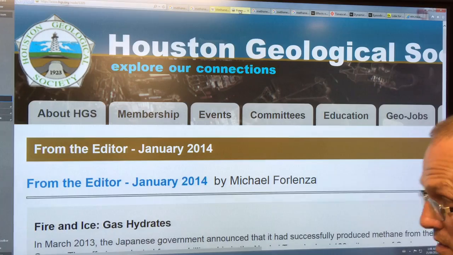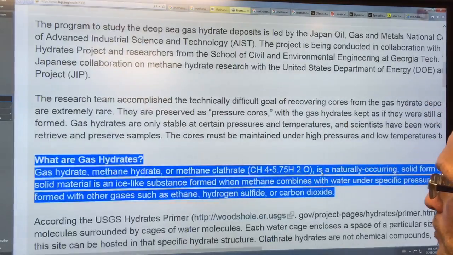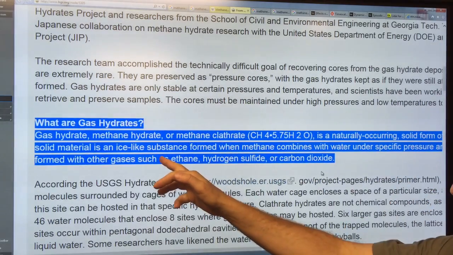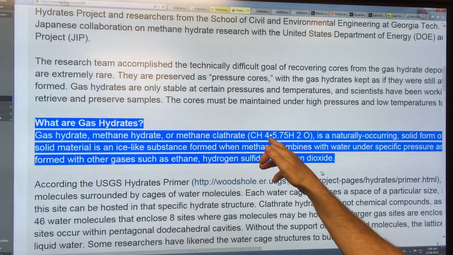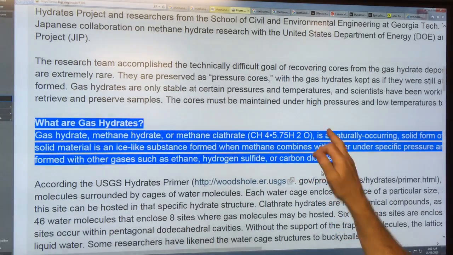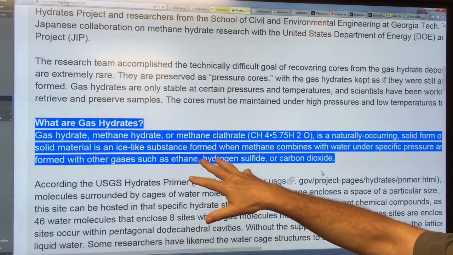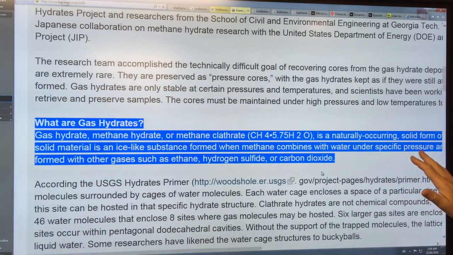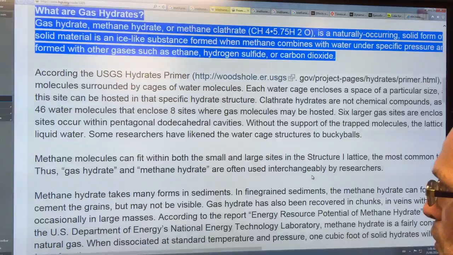So getting back to the clathrates, you can also call it ice that burns or fire ice. So gas hydrate, methane hydrate, or methane clathrate. It's CH4 surrounded by 5.75 H2Os. It's a naturally occurring solid, ice-like substance, which forms under high pressure and low temperature. So when you get warming, it can be released, go up through the water column, and up into the atmosphere if the water is shallow.